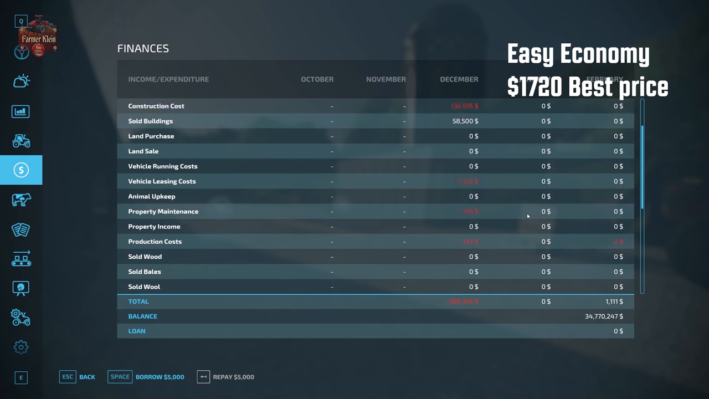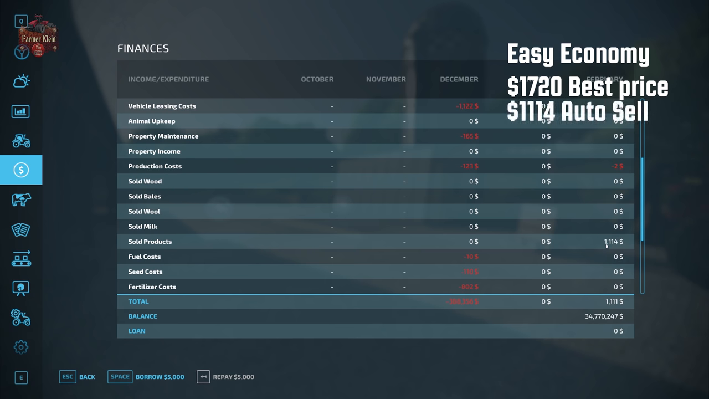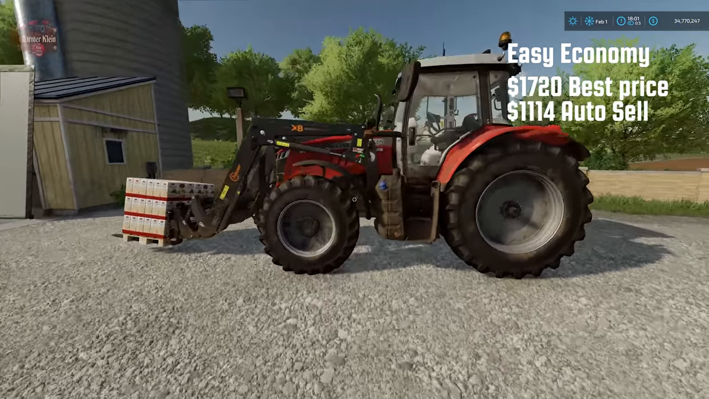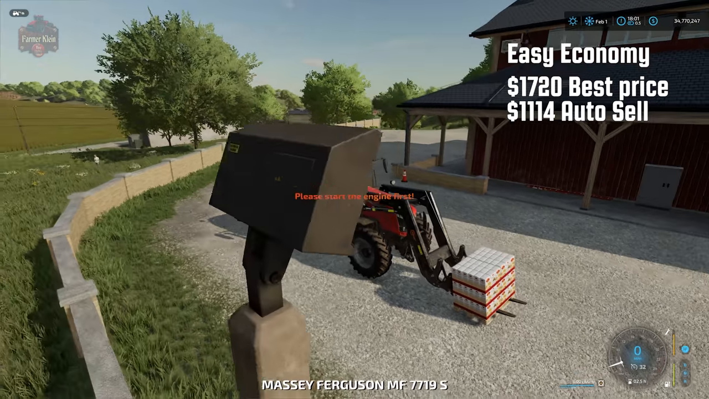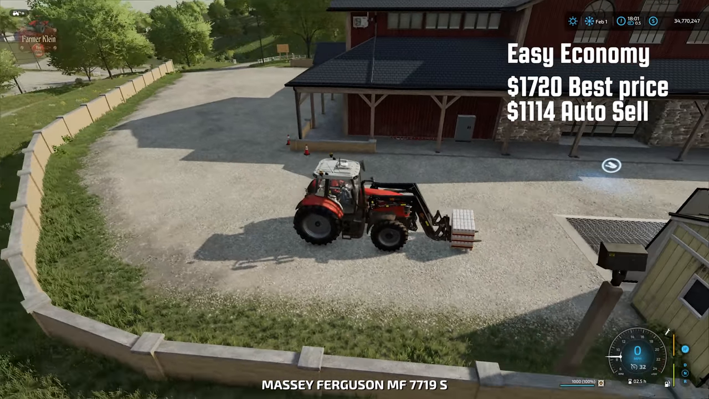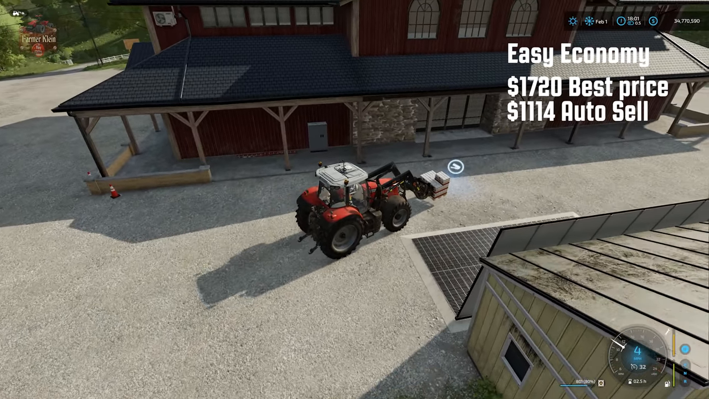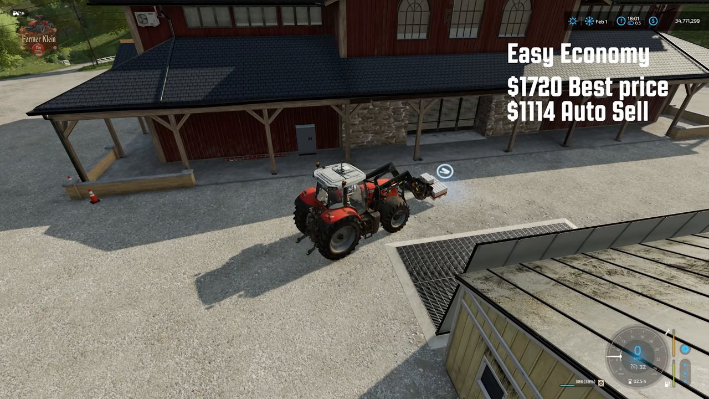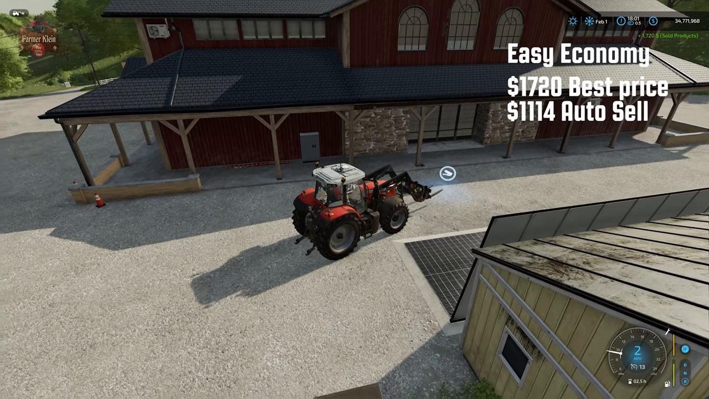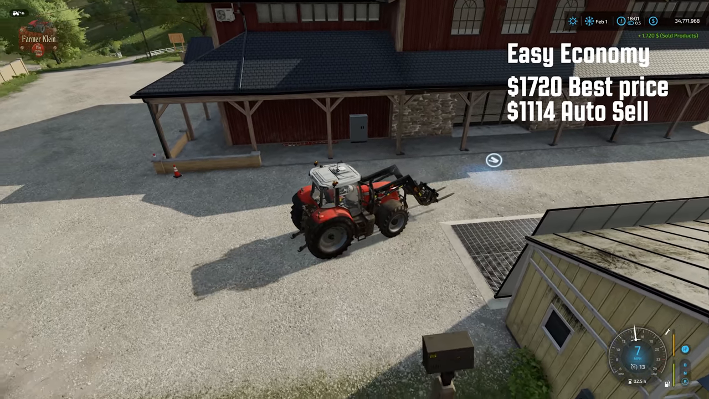We take a look at our finances screen. We have a production cost of $2, and we have a profit of sold products at $1,114. So that is what we got for auto selling. Now, I'm sure we all know what we're going to get when we put this 1,000-liter pallet over here, but we're going to do it anyway. Look, $1,720, just as expected.